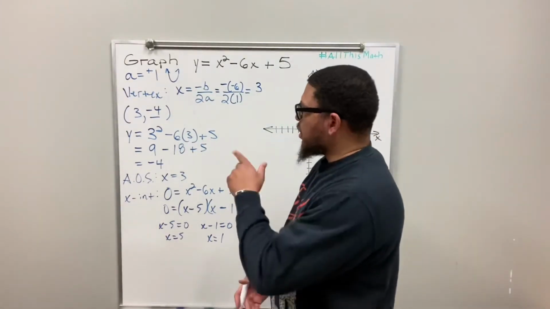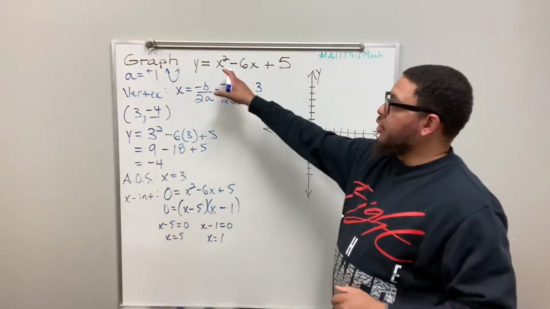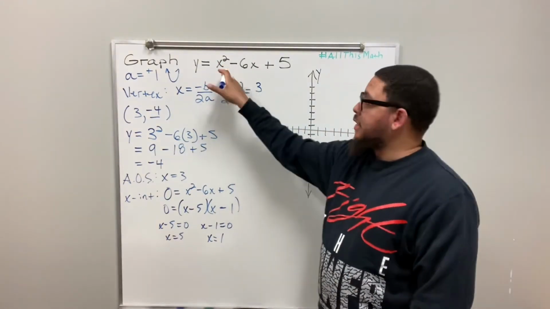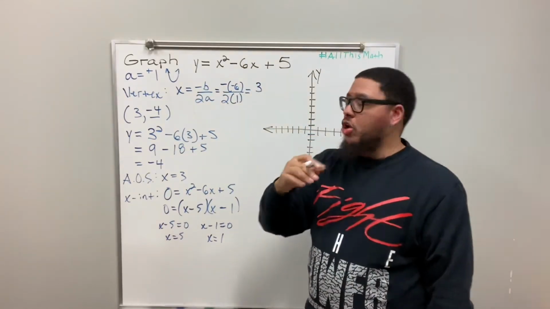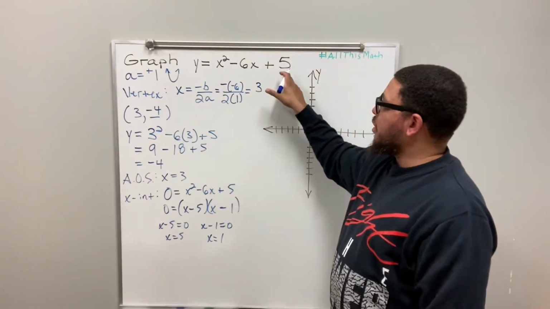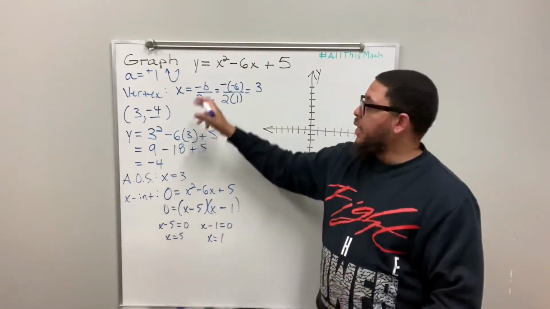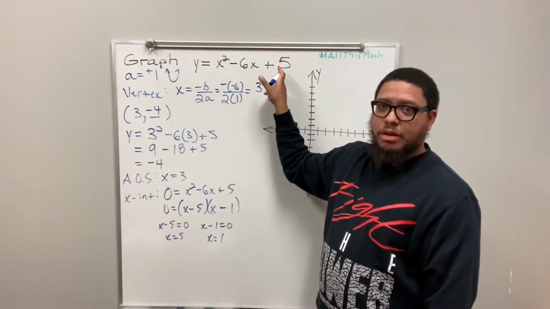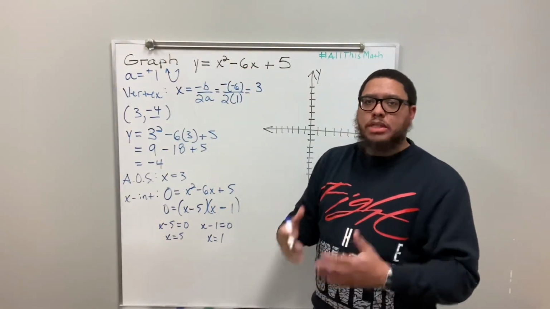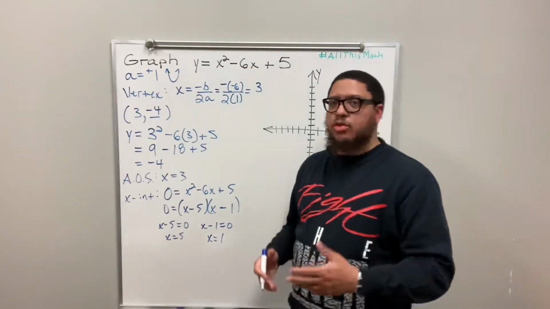Now, let's talk about the y-intercept. One thing that I'm going to tell you is that when your quadratic equation is in standard form, your y-intercept is always the number that we call c. So this is c. Because in general form, it's ax squared plus bx plus c. The y-intercept is always going to be c. So make sure you put that in your notes. Make sure you memorize that. It'll save you a lot of time.